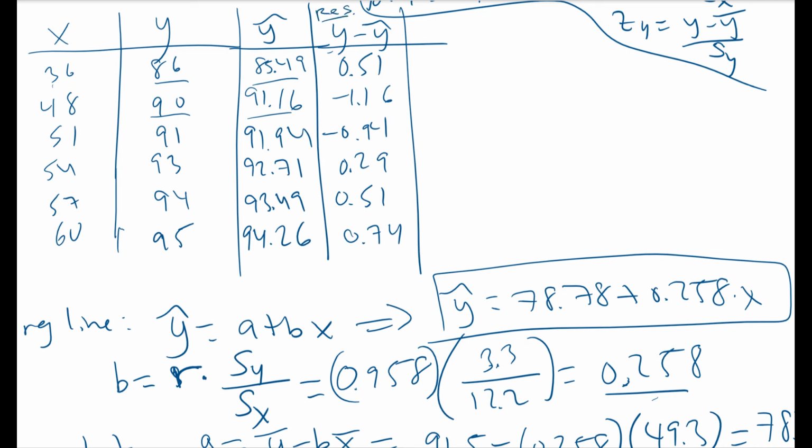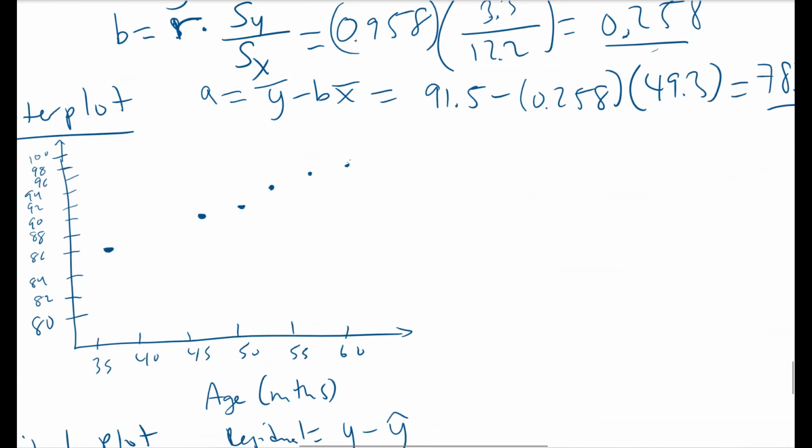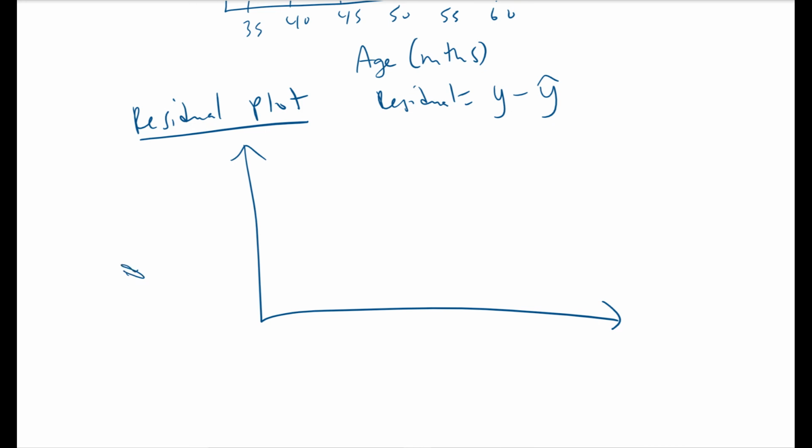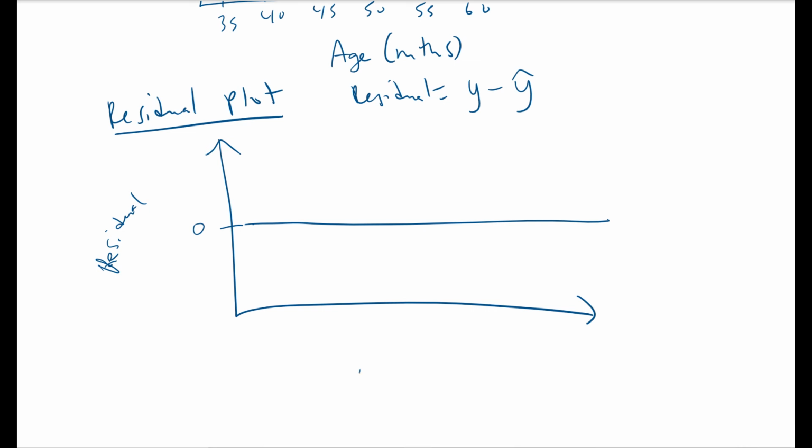All right, so now that we got our residuals, we can actually plot them. Okay, so our residuals go here. Usually the 0 is in the middle, so you have your 0 for residuals, and then for the bottom, in this case we're talking about age, so that'll be the same.